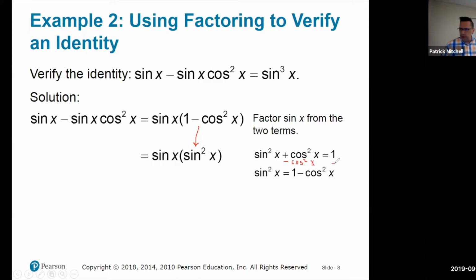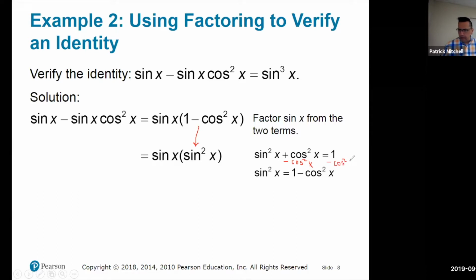Okay. So 1 minus cosine squared x got replaced with sine squared x. Whoops, I messed up. Erased too much. Anyway, you know what I'm trying to say, right? I subtracted cosine squared x from both sides. Okay, there we go. All right, so now we're just about there.